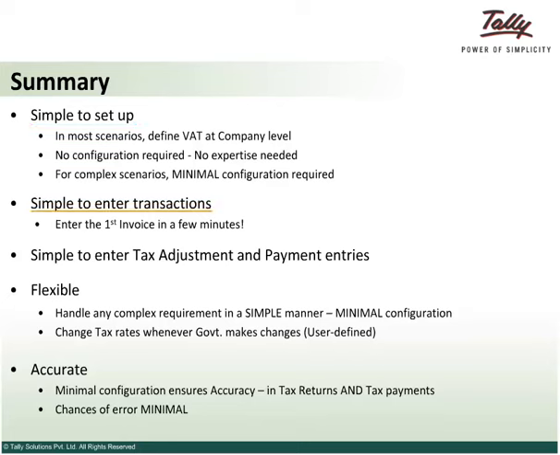Simple to enter transactions. As already demonstrated, we could enter the first invoice in a few minutes of creating the company. Simple to enter tax adjustment and payment entries. As you saw, it is so simple to enter adjustment and payment entries. Flexible. We can handle any complex requirement in a simple manner, whether it is change in tax rates, or state-based MRP, works contract etc. Very minimal configuration is required. Accurate. Because of minimal configuration, Release 5.0 ensures that minimal errors occur.